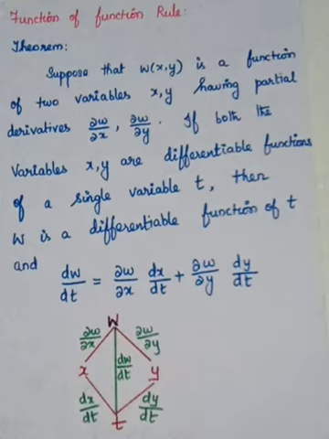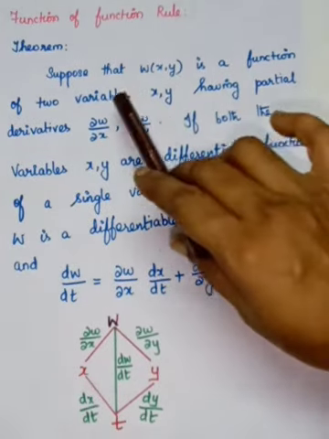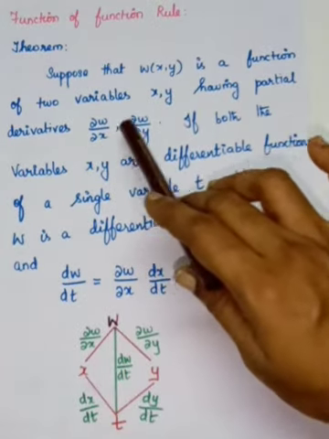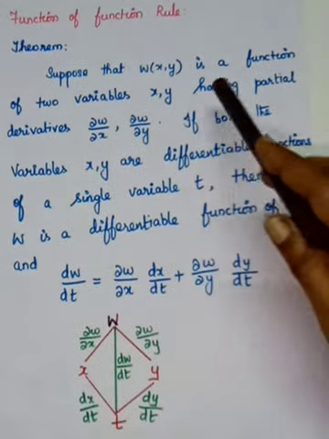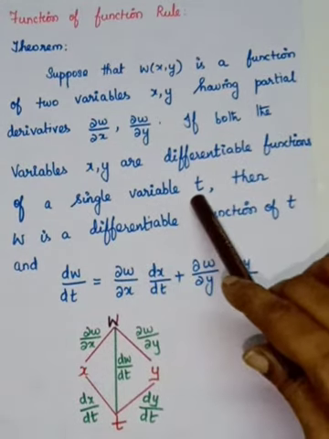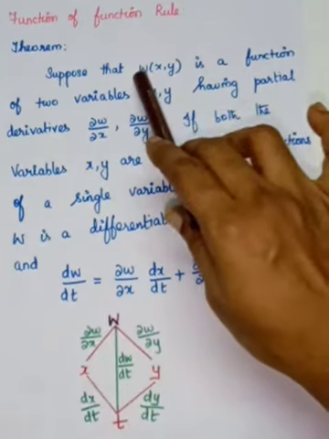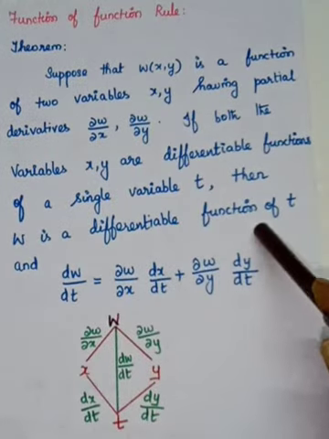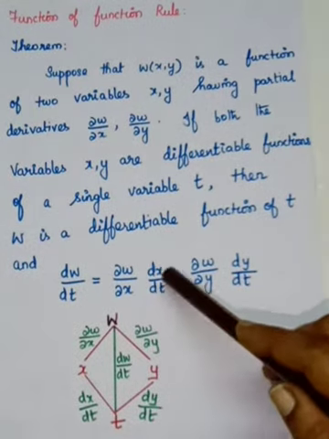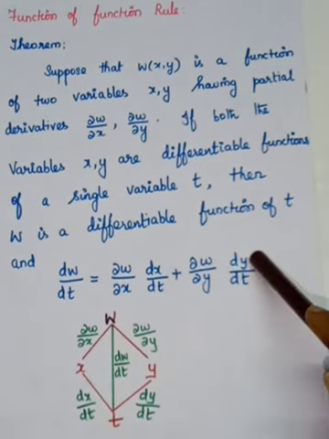Good morning, students. Now we are going to see the function of function rule. W is a function of two variables x and y having the partial derivatives dou w by dou x, dou w by dou y. If both the variables x and y are differentiable functions of a single variable t, then w is a differentiable function of t and dw by dt is equal to dou w by dou x into dx by dt plus dou w by dou y into dy by dt.